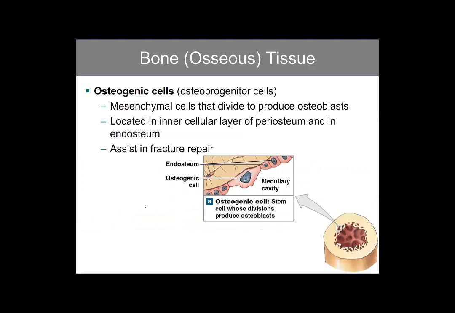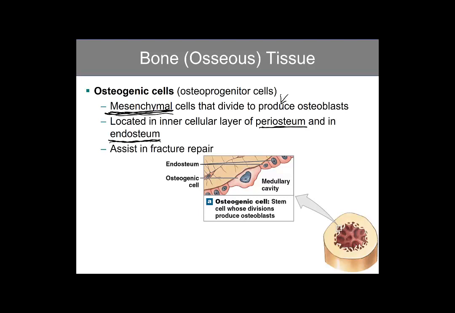Osteogenic cells, we've already noted, are a stem cell. They're a mesenchymal stem cell. We've seen this word before when we studied adipose tissue. And they divide and produce osteoblasts. By produce, the word differentiation could be added to that. They're located within the intercellular layer of the periosteum, as well as the endosteum. Remember, the periosteum covers the outside of the bone, while the endosteum lines the marrow cavity of the bone, the inside of the bone.